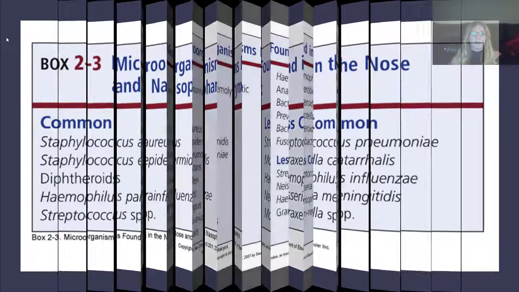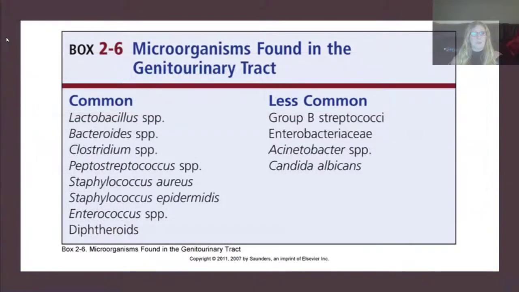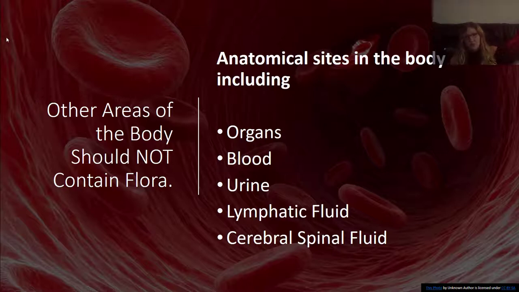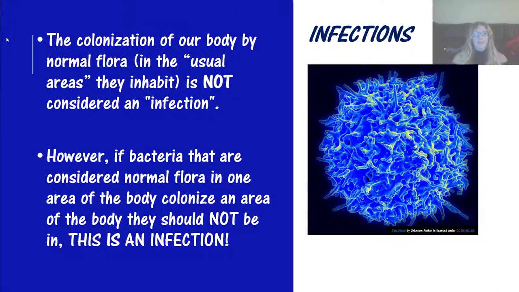And you can look at these slides on your own if you're interested in some of the colonizing bacteria. It's actually quite a few, as you can see. More than you might have known. However, other areas of our body should not contain flora. For example, anatomical sites in the body, including your organs, should not contain flora. Blood should not contain flora. Your urine should not. Your lymphatic fluid, your cerebral spinal fluid, none of those areas should contain any microorganisms.